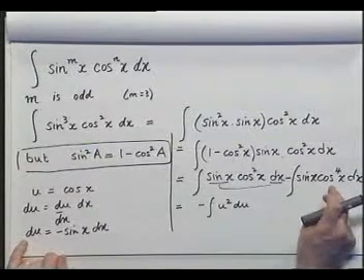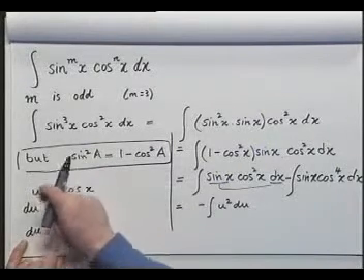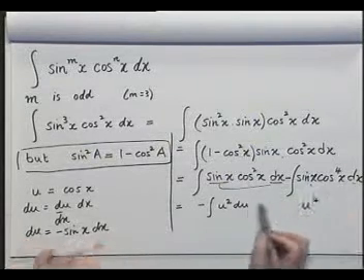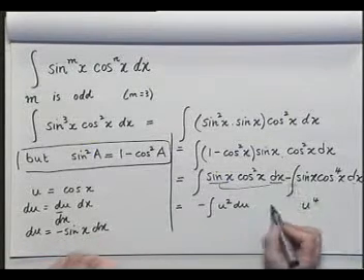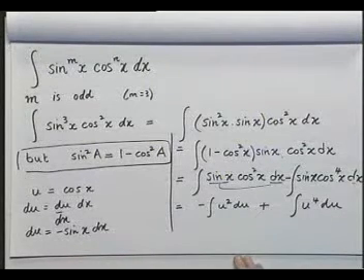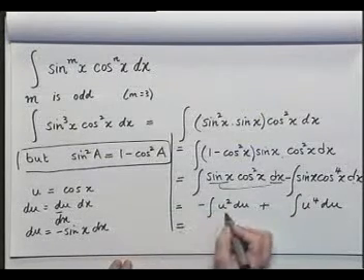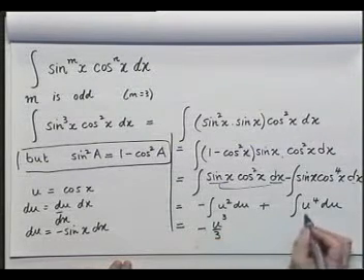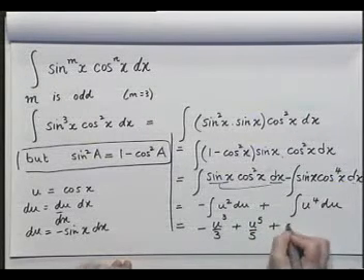What about this term? We've got cosine to the power 4. Cosine to the power 4 x will be u to the power 4. And sine x dx is minus du. There's another minus sign here. So overall, we'll have plus the integral of u to the 4 du. Now, these are very, very simple integrals to finish. The integral of u squared is u cubed over 3. The integral of u to the 4 is u to the 5 over 5, plus a constant of integration.